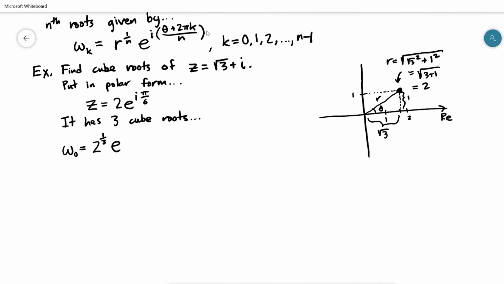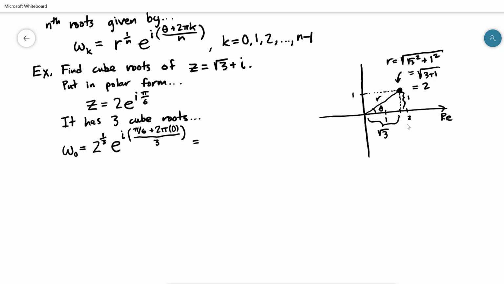Okay, so here's our r to the 1 over n. Our r was 2, n is 3, so we got 2 to the 1/3, and now we're doing this part. e to the i, theta was pi over 6. I'm adding 2 pi times k, but our particular k is this number down here. It's 0. So 2 pi times 0, and then I'm dividing that whole thing by 3.